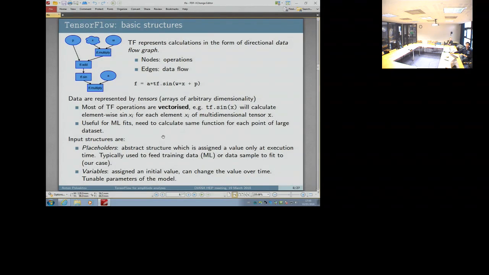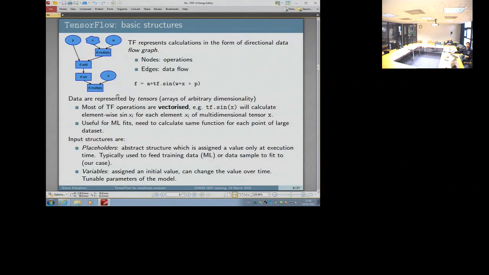So those input structures here, there are two kinds of input structures in TensorFlow. First, these are placeholders, which are some abstract things that are assigned a value only at the execution time, and typically in machine learning this is your training sample, or in our case, it's the data sample you want to fit.